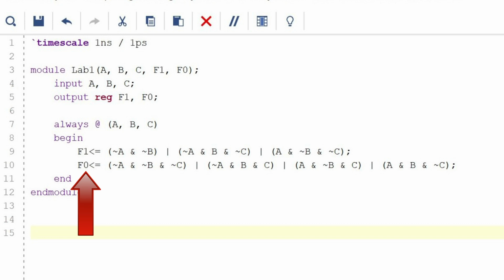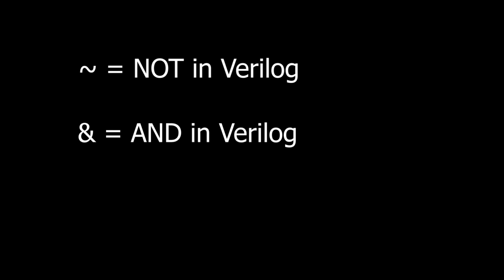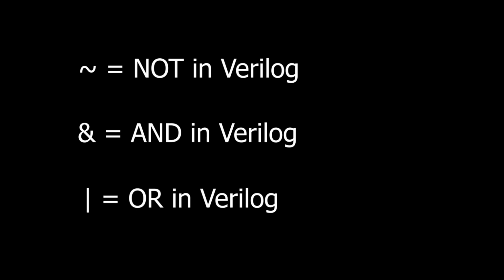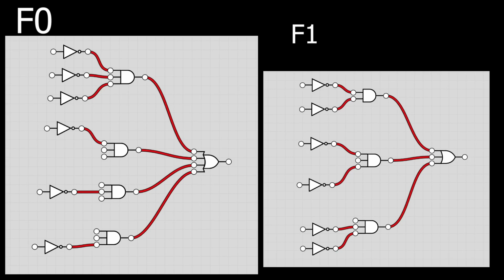In Verilog, the syntax for logic gates is as follows. Tilde is not, ampersand is and, and a vertical dash is or. The following image is what the logic gates for F0 and F1 would look like. This can then be tested using a testbench file. The testbench file will contain a combination of input values, in this case for A, B, and C, to test if the output values are as they should be expected. For this example code, the testbench would look like this.